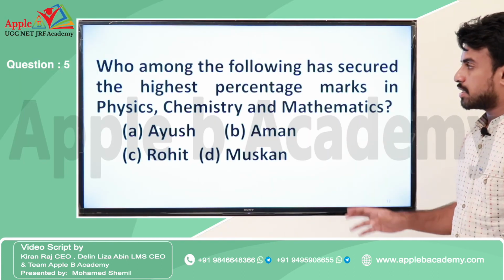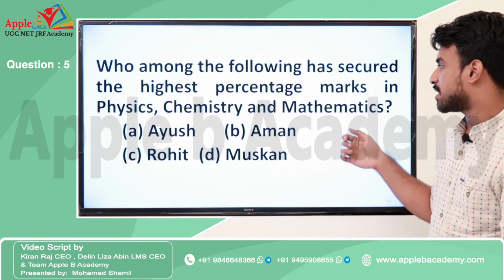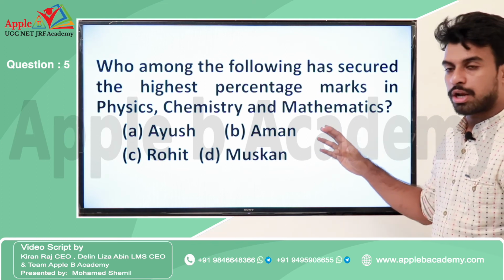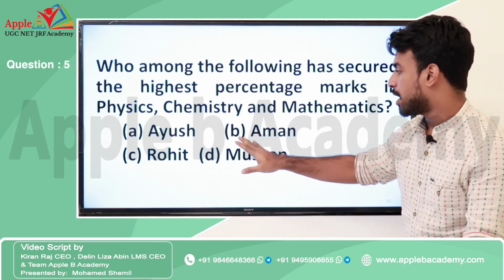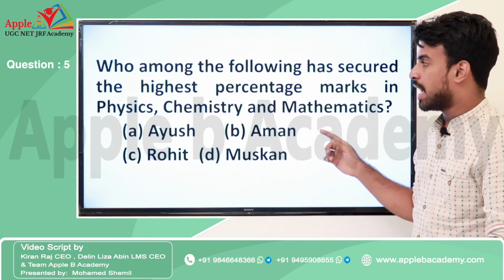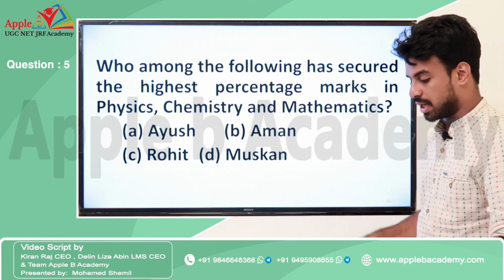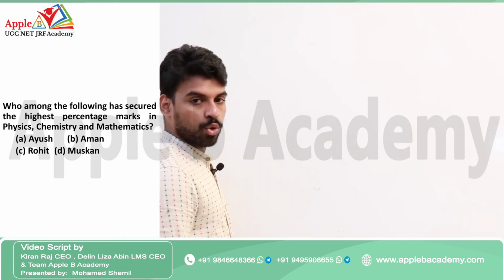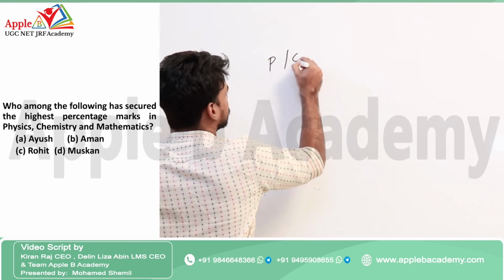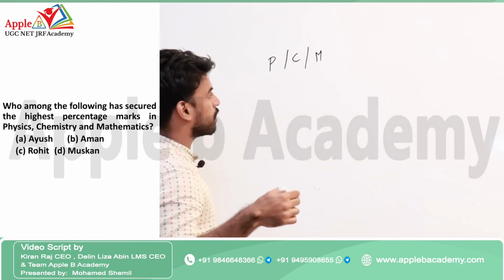The next question asks who among the following has secured the highest percentage marks in physics, chemistry and mathematics. So we have to find the total marks obtained by Ayush, Aman, Rohit and Muskan in these three subjects only and not all the subjects, and find the corresponding percentages and compare accordingly. For the four candidates, that is Ayush, Aman, Rohit and Muskan.